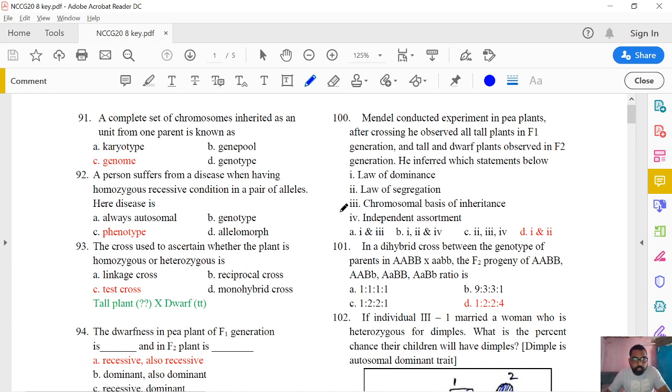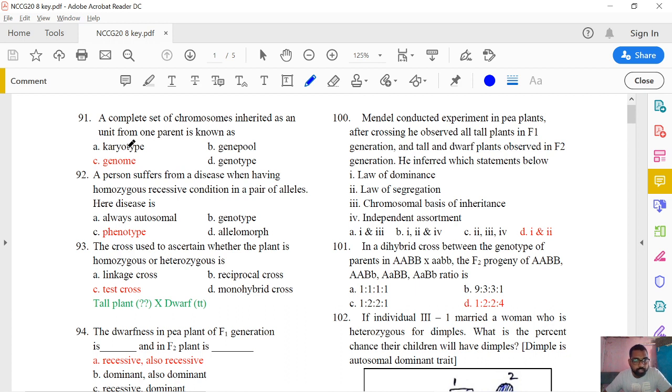A complete set of chromosomes inherited as a unit from one parent to the offspring is actually one genome. Karyotype refers to the set of chromosomes, the chromosomal condition. Gene pool is a collection of genes in a particular population. Genotype is the genetic constitution of a character. So the answer is C.